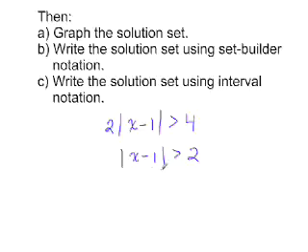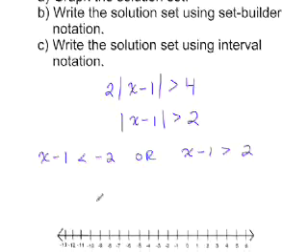And now since we have an absolute value greater than situation, we would say that since the absolute value of x minus 1 is more than 2 units away from 0, then x minus 1 needs to be either less than negative 2 or x minus 1 is greater than positive 2. And now we'll solve each of these inequalities.